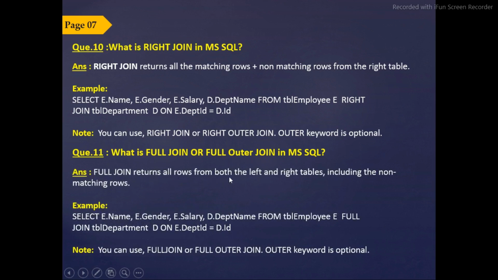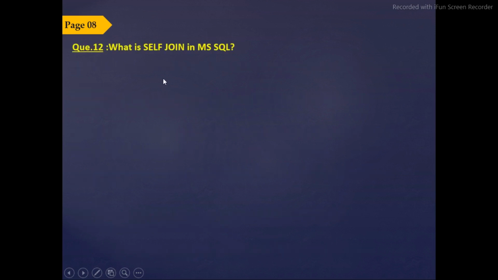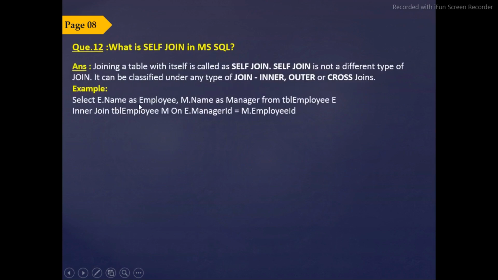What is full join or full outer join in MS SQL? Full join returns all rows from both the left and right tables, including the non-matching rows. Example, select name, gender, salary, department from table employee E full join table department D on E.dptid equals D.id. You can use full join or full outer join. Outer keyword is optional.